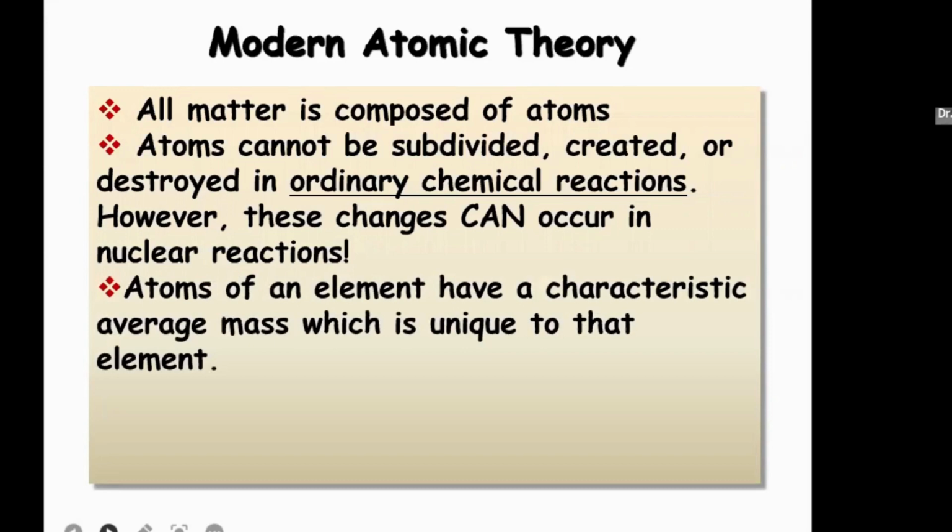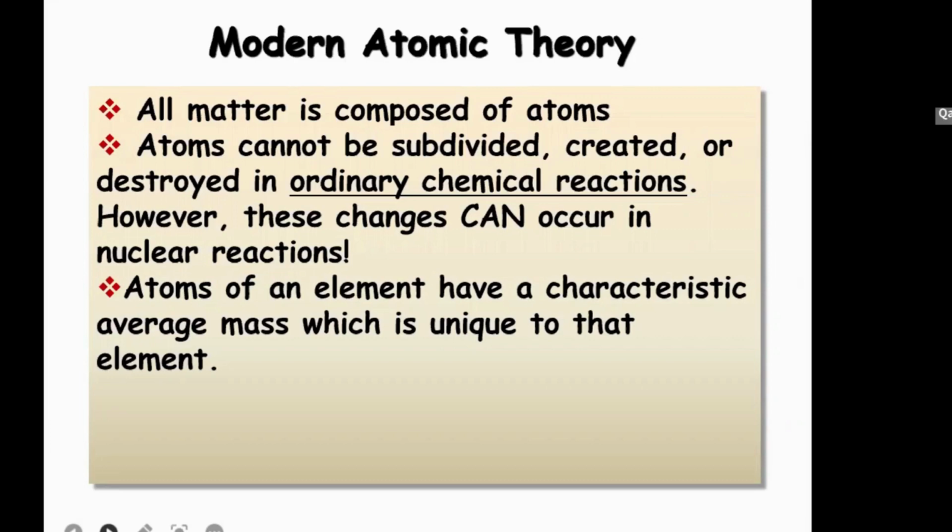See, atoms of an element have a characteristic average mass, which is unique to that element. Every person, like I must be having some mass, you must be having some mass, and that is unique to me and to you. Same thing, every atom has a characteristic average mass, which is unique to that element only. Like I said, potassium has mass of 39, oxygen has 16. If I talk about magnesium, it's 24. So different atoms have different masses.